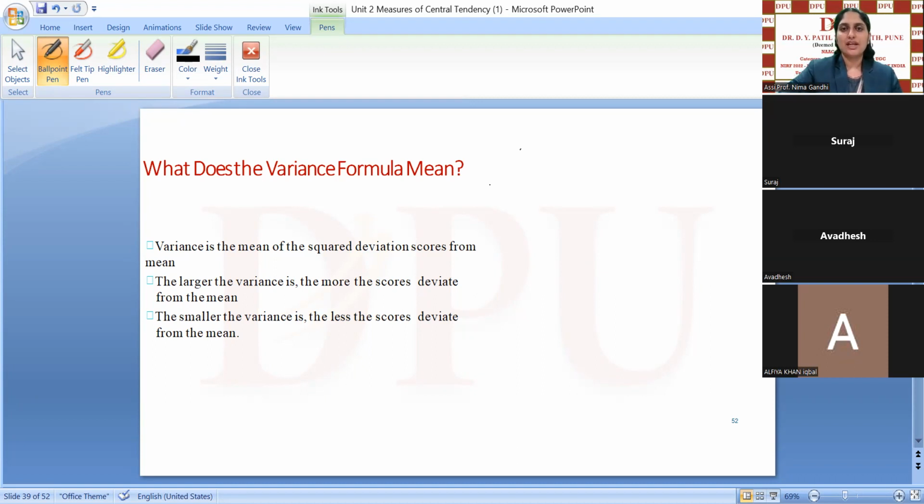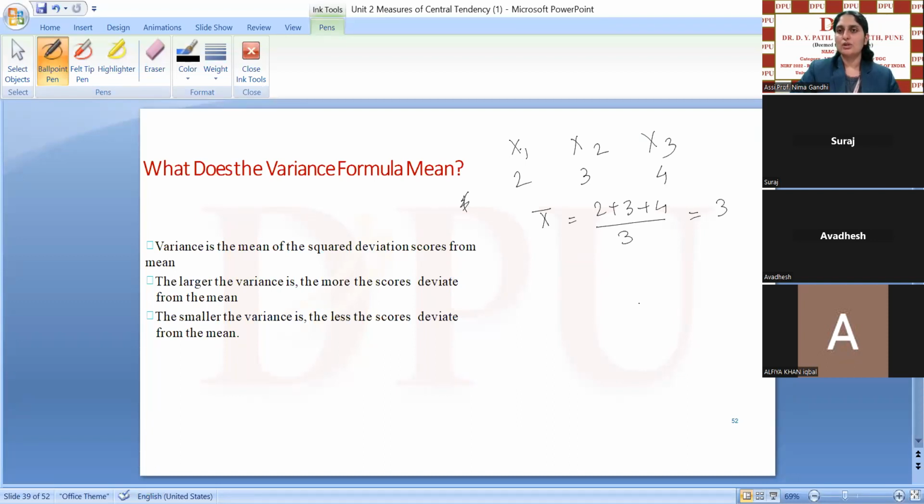Okay, so basically, let's take a simple example. X1, X2 and X3 are the three observations. Okay, 2, 3, 4 are these three observations. So when you find out the mean, what is the mean? 2 plus 3 plus 4 divided by 3. So here 3 is your mean.